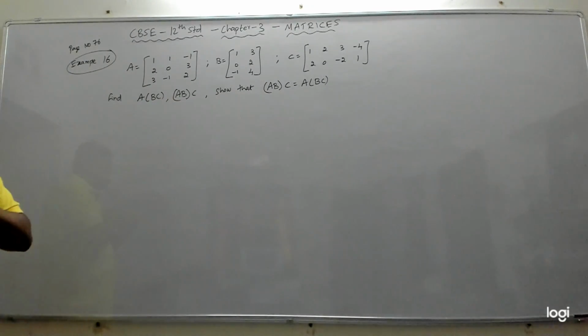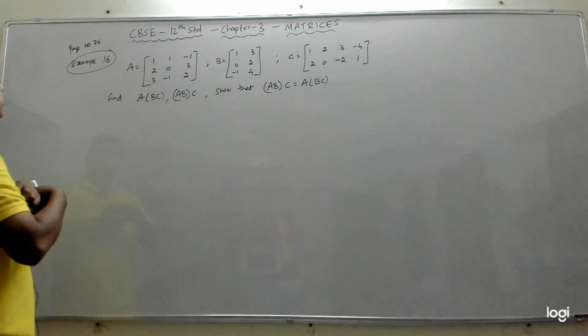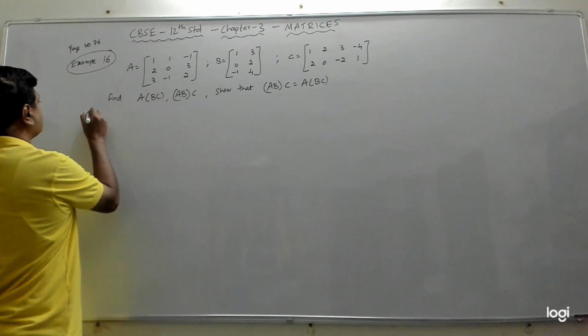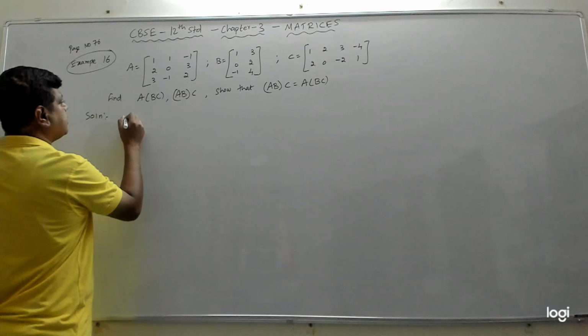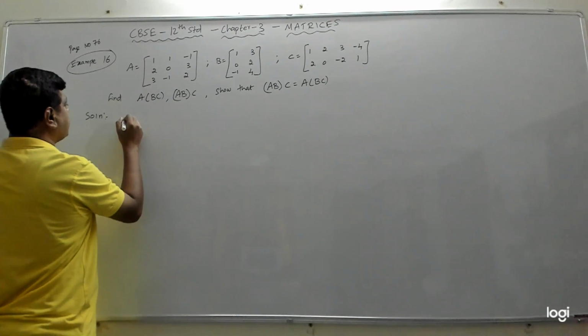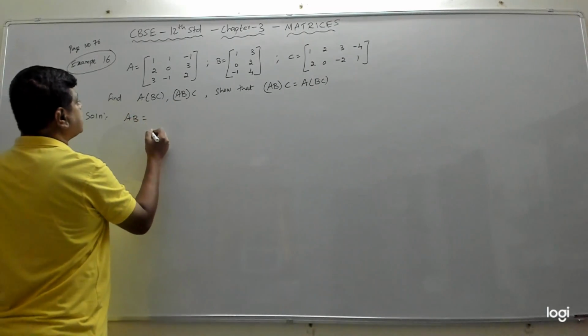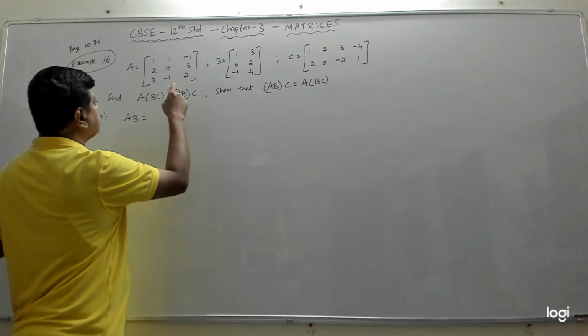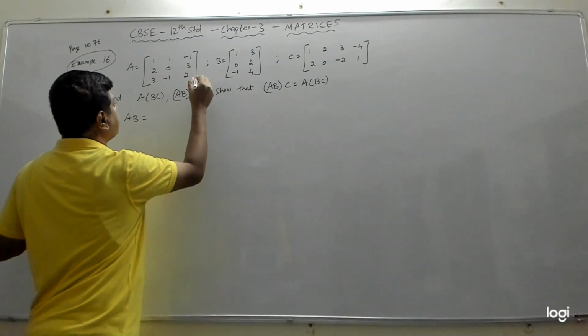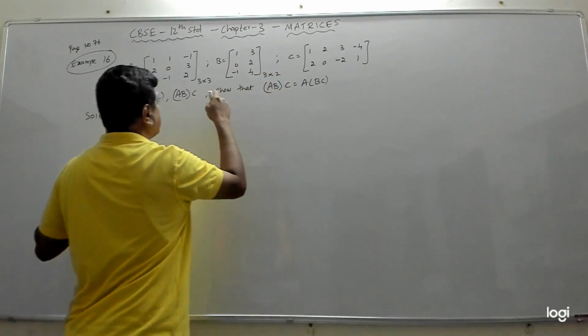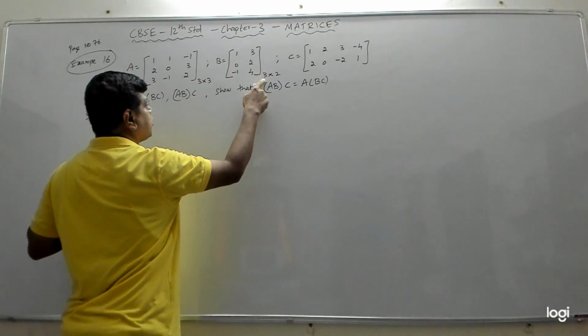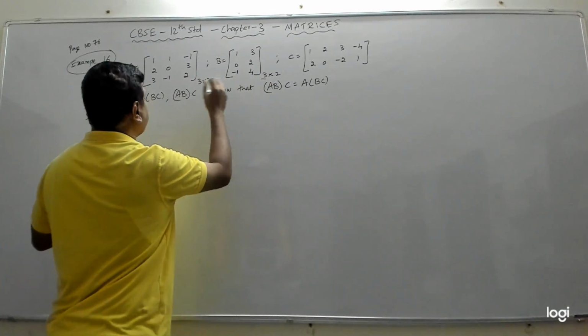So we'll find what AB into C is. Solution: we'll find AB first, A into B. We should be able to multiply A and B. So what is the order of A? 3 cross 3. This is 3 cross 2. The number of columns of A is equal to the number of rows of B. So this and this are equal. Therefore we can do A into B.